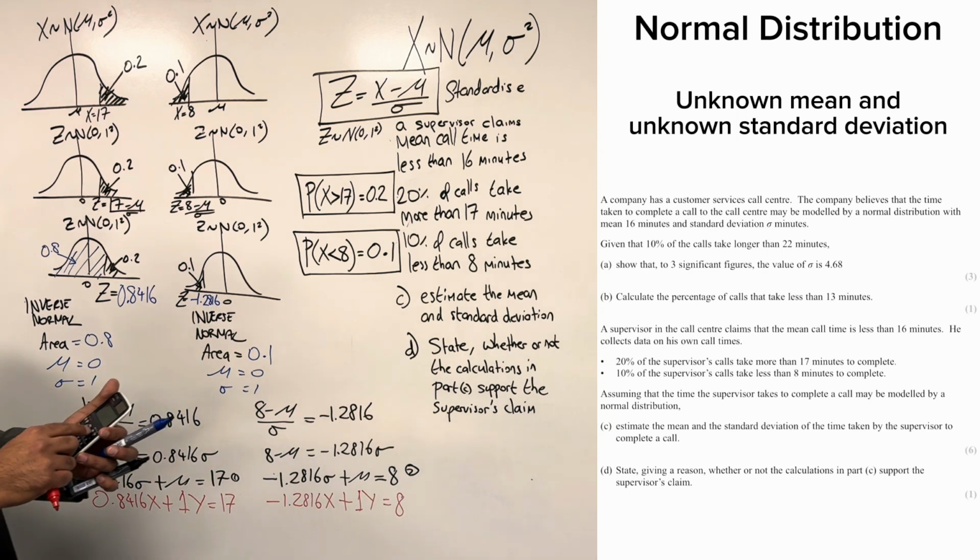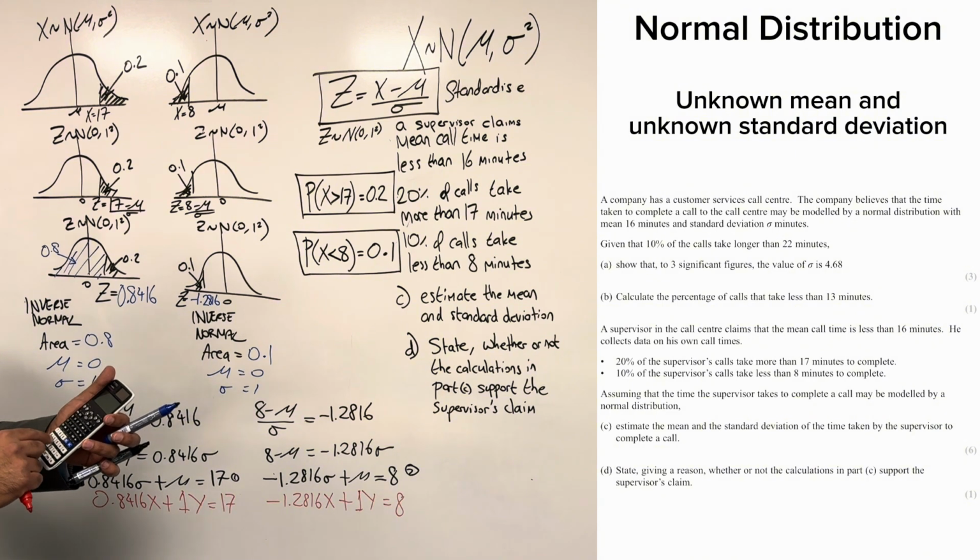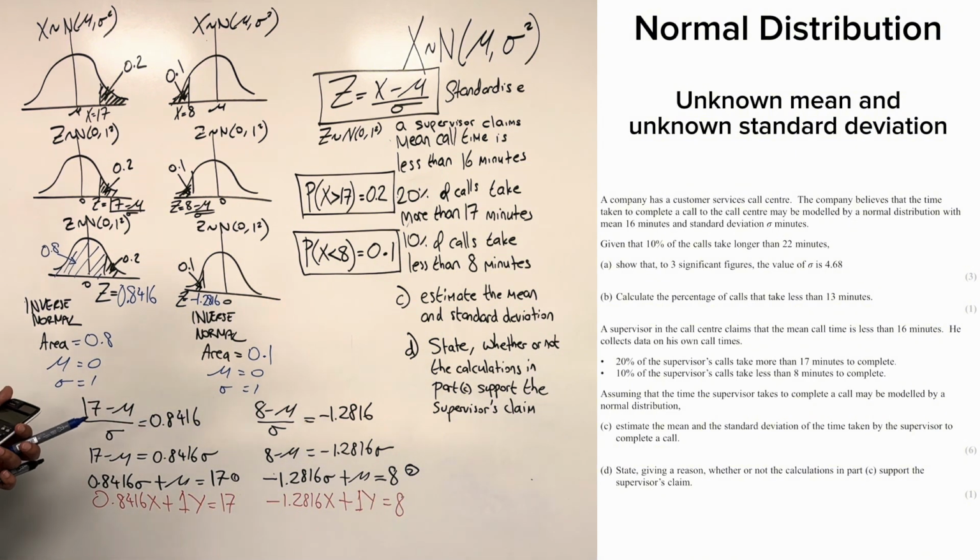Now let's use our calculator menu, go down and select equation function, simultaneous equations, number of unknowns is 2. For my x coefficient, I'm going to put in 0.8416 and my y is just 1, and then 17. So the coefficient of y is just 1. The next equation is minus 1.2816. The coefficient on the y is 1, and that's equal to 8.